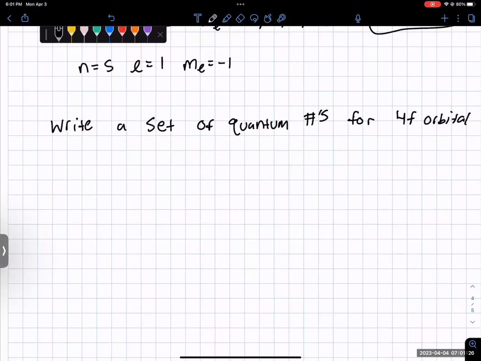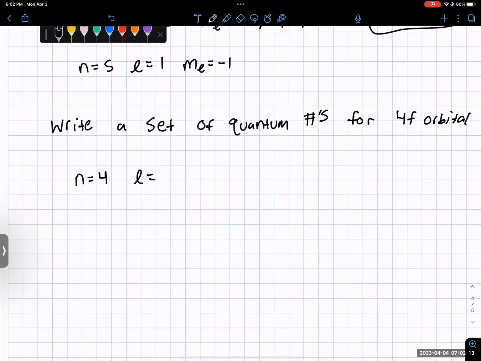All right, so if you were able to get the first one, it is very easy. The first quantum number is very easy. If we're talking about the 4f orbital or subshell, we're talking about what energy level? Energy level 4, which means n equals 4. If we're talking about our f subshell, what l value are we referring to?